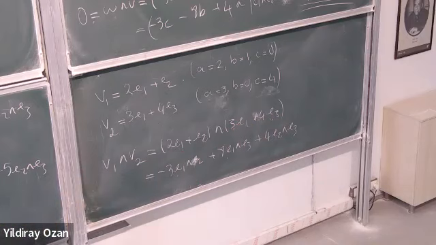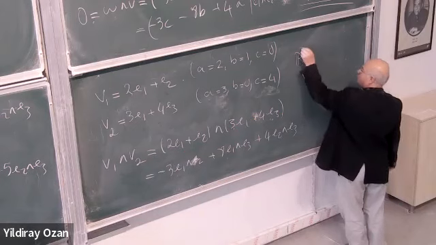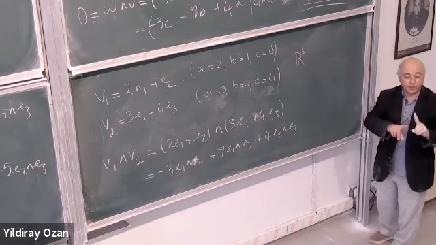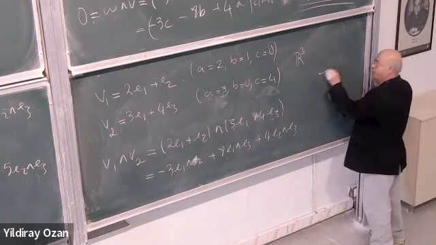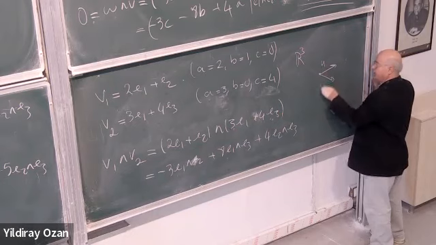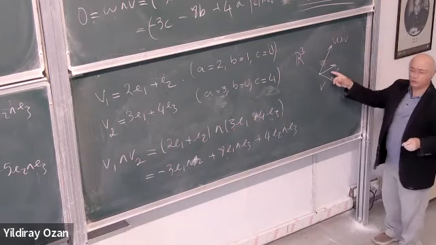The idea is the following. In R3, consider the cross product of two vectors. If you have two vectors U and V, what is their cross product? It's a third vector, which is perpendicular to both of them.